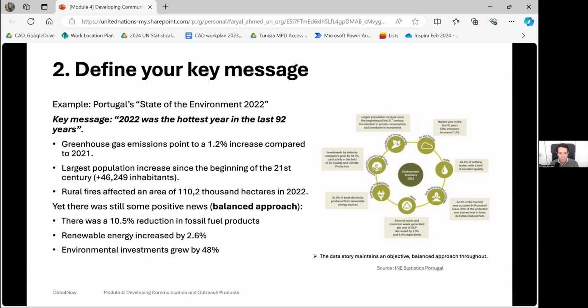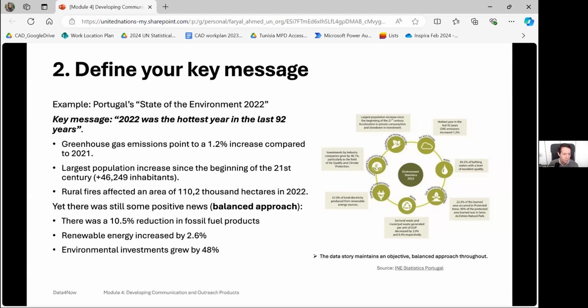For example, in the case of over 10% reduction of fossil fuel products, renewable energy increasing, and also environmental investments increasing. So even though maybe your main topic and your main message is that it's the hottest year of the last almost 100 years, you can still say that there is progress being made, which gives you a more balanced story and something that is not only skewed to one side, so that you have a story that's objective and balanced.